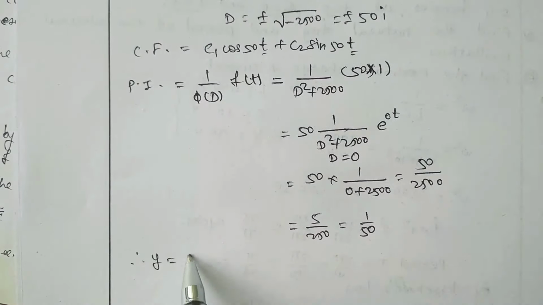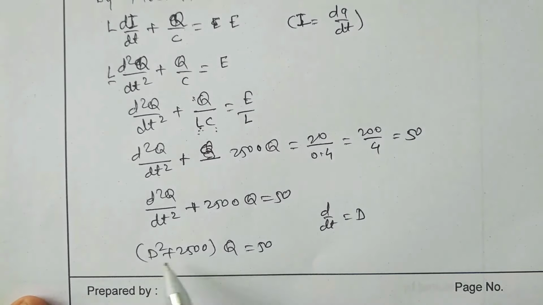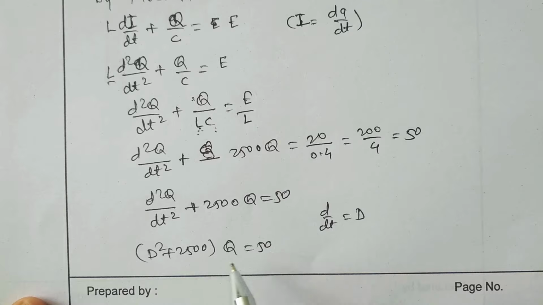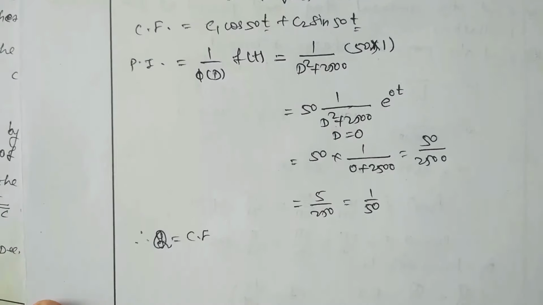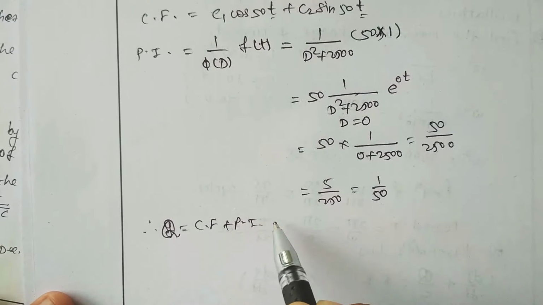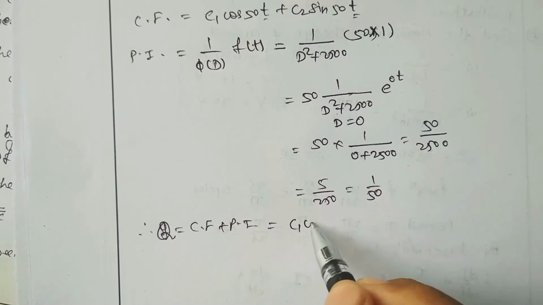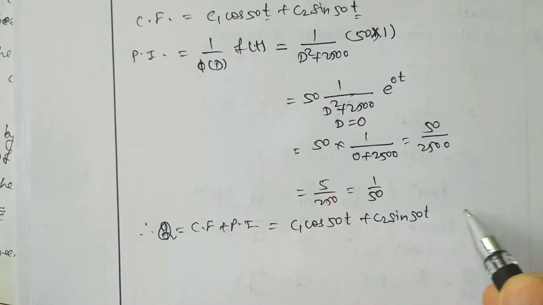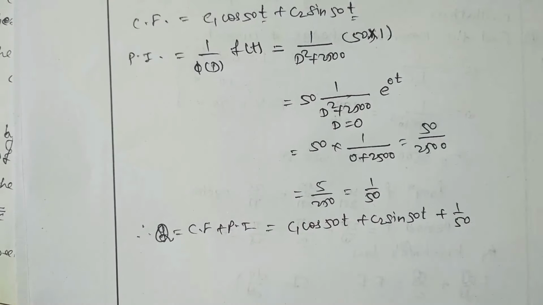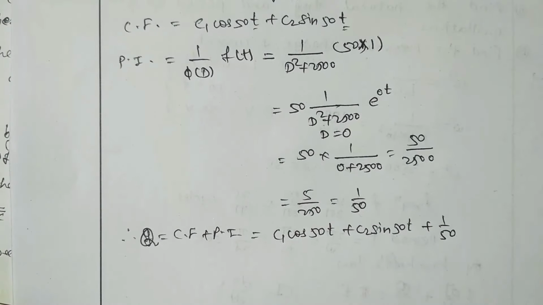Therefore the general solution is y equals CF plus PI. Not y here, q. Here the dependent variable is q because our differential equation is D square plus 2500, q is equal to 50. So the dependent variable is q and the independent variable is t. So the solution q is equal to CF plus PI. The value of CF is C1 cos of 50t plus C2 sin of 50t, plus PI is 1 upon 50. That is the value of q.